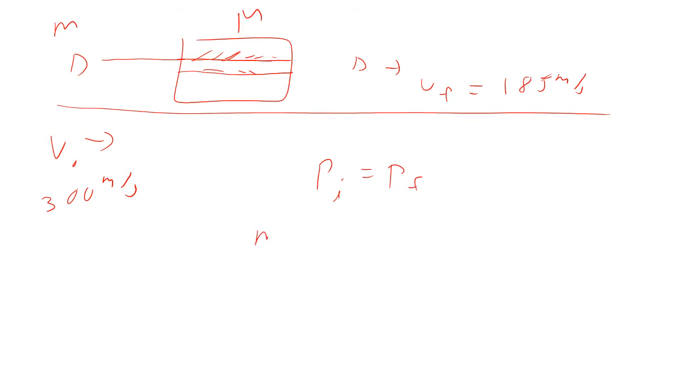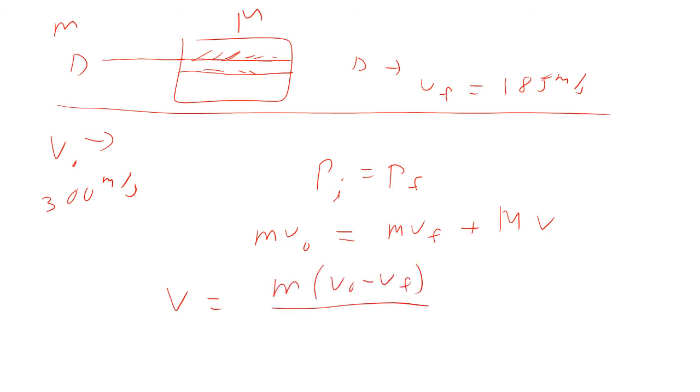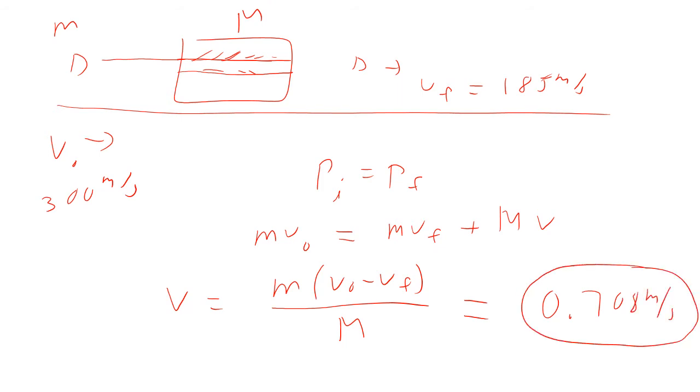The initial momentum is m v naught, but the final momentum is m v final plus the mass of the block times the velocity of the block. So we do a little algebra here, and we find that the block's velocity is equal to little m (v naught minus v final) divided by big M. Okay, all the mass is the same, so we're going to plug in our numbers, and we find in this case the block is moving 0.708 meters per second. Okay, because some of the momentum stayed with this object right here.